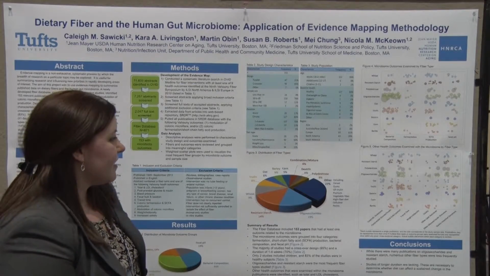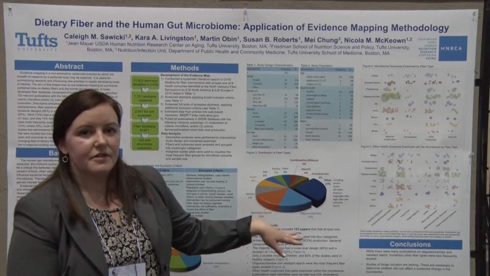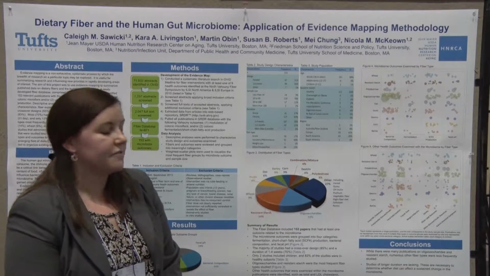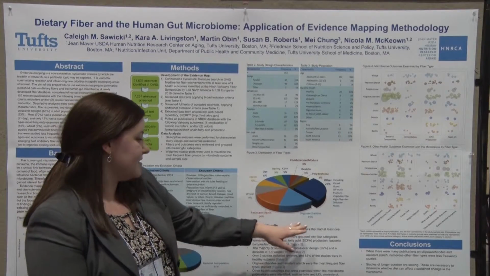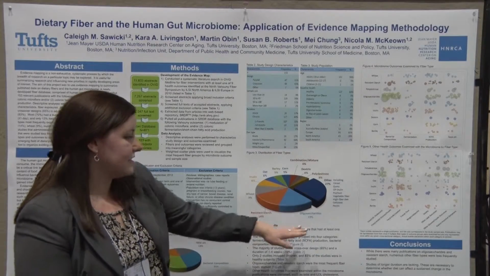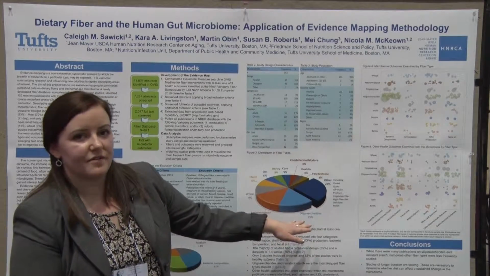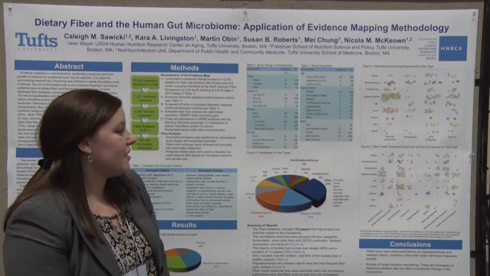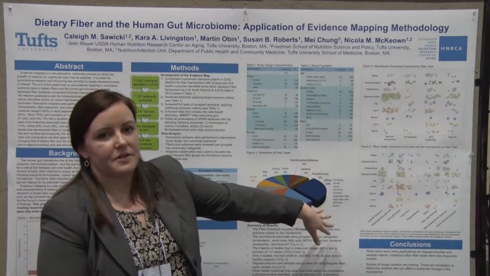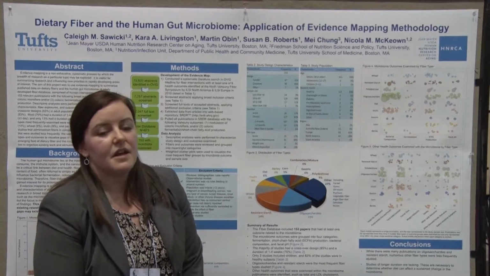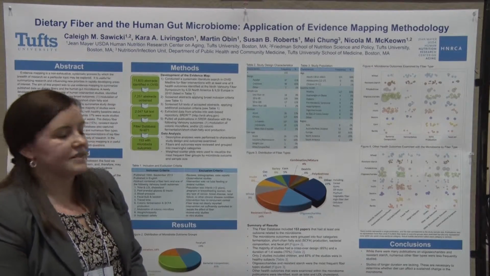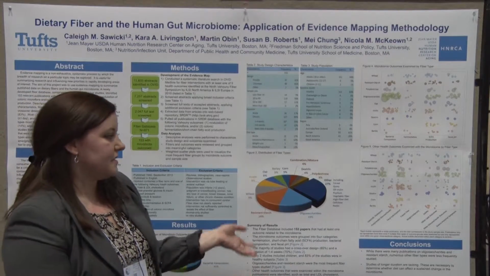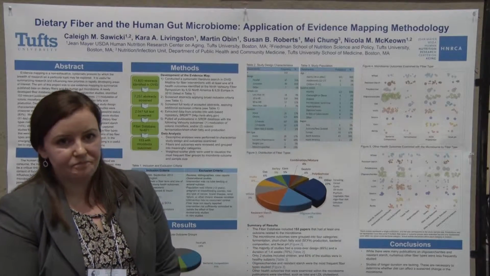We then looked at the fiber interventions that they used, and the most frequent fiber types studied were oligosaccharides and resistant starch. Oligosaccharides comprised 15% of the interventions, while resistant starch comprised 14%. We also noted that there were a number of other fiber types that were less frequently studied, and this indicates that more research might be done on those fiber types and their effect on the microbiota.